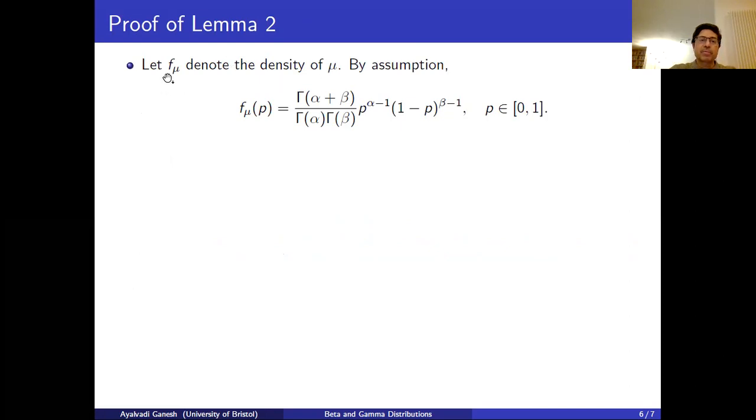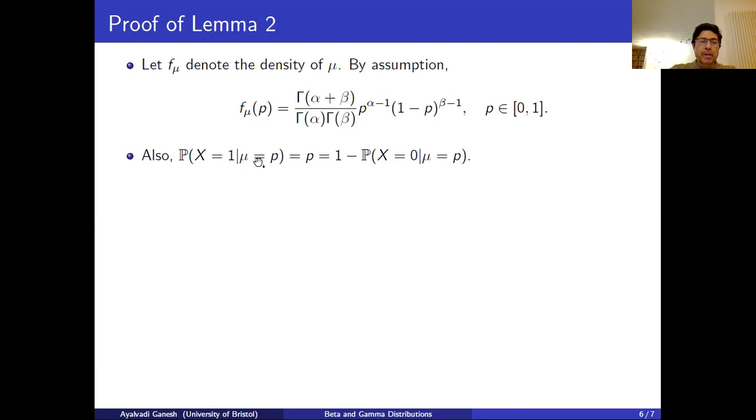Let's denote the density of mu by f sub mu. And the assumption is that this density is that of a beta distribution, so if you evaluate it at p, you get p to the alpha minus 1 times 1 minus p to the beta minus 1, where alpha and beta are the parameters of your beta distribution, and all these things are the normalization constant to make it integrate to 1 over the interval 0 to 1. Okay. So that's our prior.